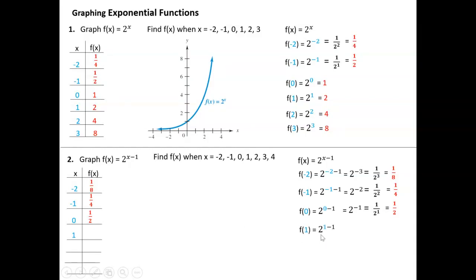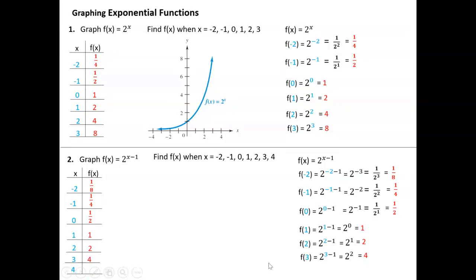When x is 1, 1 minus 1 will give us 2 to the 0. 2 to the 0 power will give us 1. So when x is 1, y is 1. When x is 2, 2 minus 1 will give us 1. So 2 to the first power will give us 2. So when x is 2, y is 2. Let's try 3 now. When x is 3, 3 minus 1 will give us 2. So 2 to the second power will give us 4. So when x is 3, y is 4.